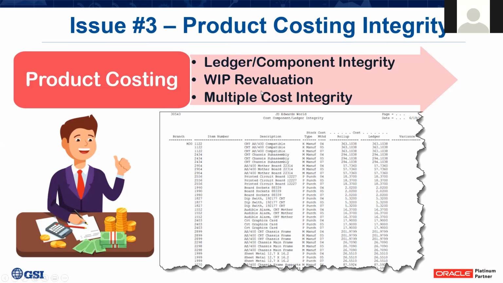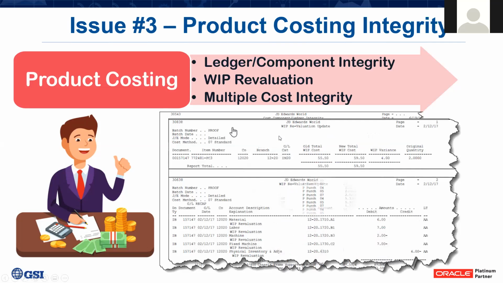The second thing is WIP revaluation. Now, WIP revaluation has been around for a couple years now, but it hasn't been around all that long, right? So it's a fairly recent feature that has been added in JD Edwards, and there is a WIP revaluation report that you can run. Okay, so why do I need to do this? Well, if I go ahead and I update my standard, so let's just say I do a cost roll in a standard cost system, and I update all my costs.